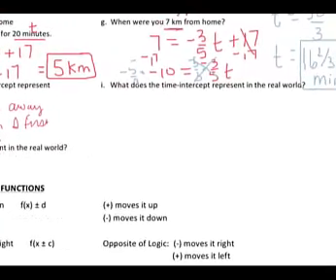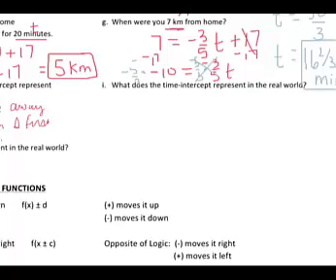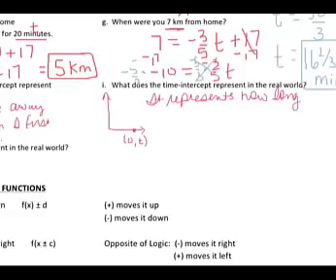Okay, part I, it says, what does the time intercept represent in the real world? So we've got our graph here, and if you remember, the time is down here, and so this would represent when the distance is 0, how long I've been driving. So it represents how long I drove to get home. And that would work. Or you could say it represents how long I drove when I arrived at home, or when the distance from my home was 0.